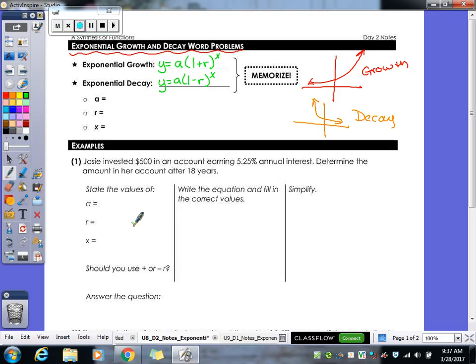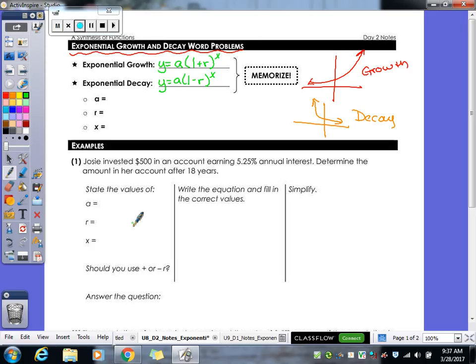And as you see in my little note there, you guys will need to memorize those two formulas because they don't give you an exponential growth decay formula on your Regents reference sheet. Trust me, just memorize these ones. Your lives are going to be so much easier.